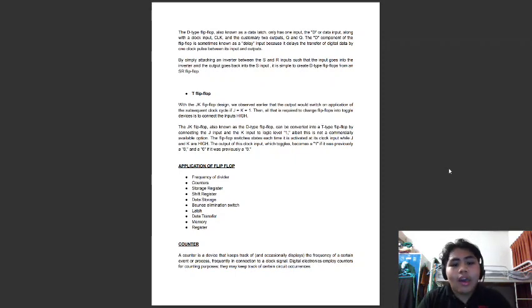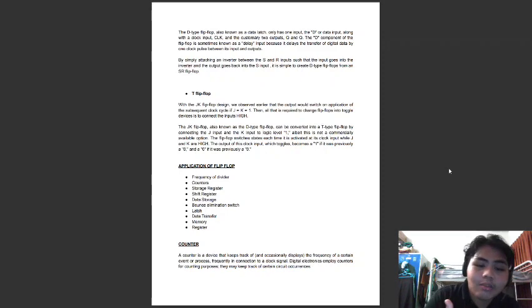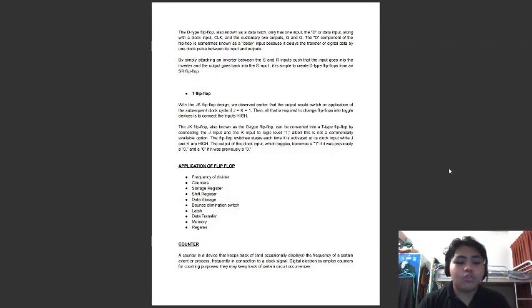So these are the applications of flip-flops. Number one, frequency divider, and second, counters, next storage register, shift register, data storage, bounce elimination switch, latch, data transfer, memory, and the last one, register. So we go to counter.